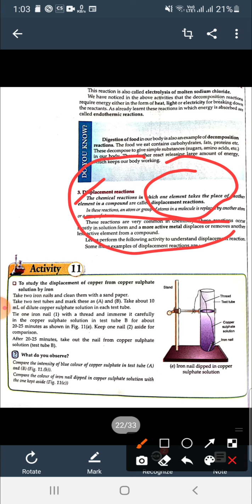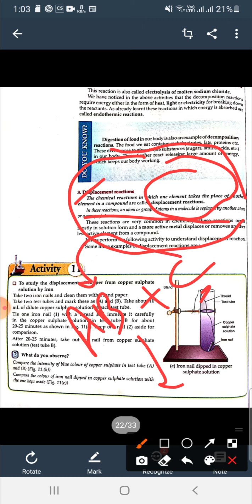Displacement reactions are those reactions in which one particular element, like C, replaces another element that exists in a compound. These types of reactions are known as displacement reactions. Here you can see C replaces B in the compound AB and forms AC. As C displaces B, this is known as a displacement reaction.